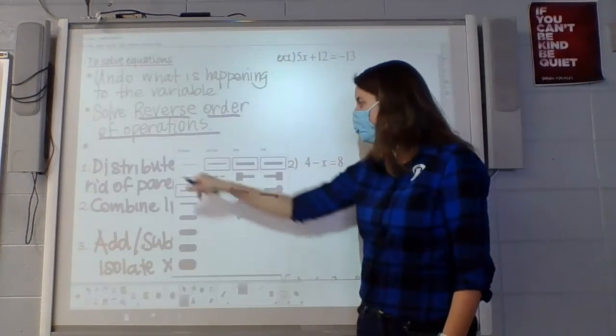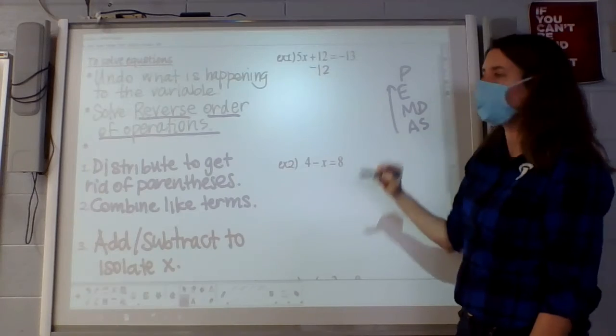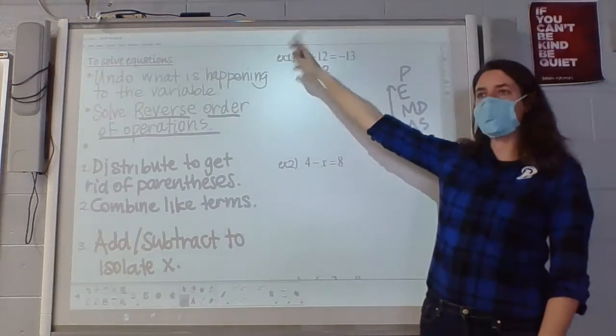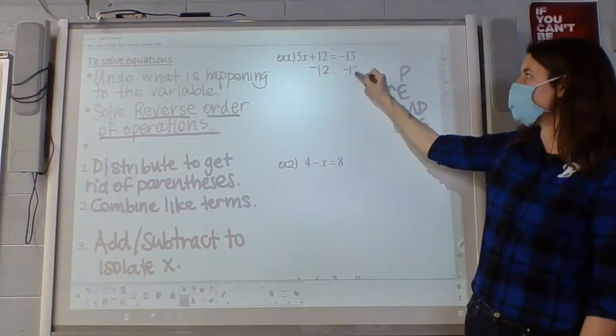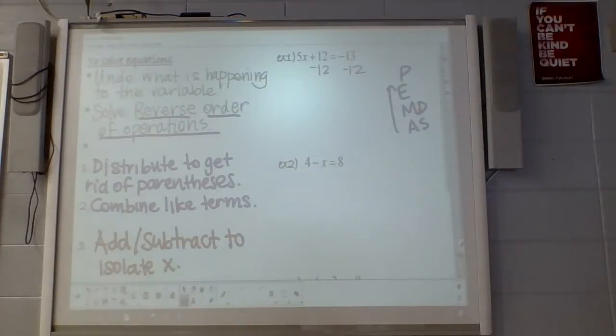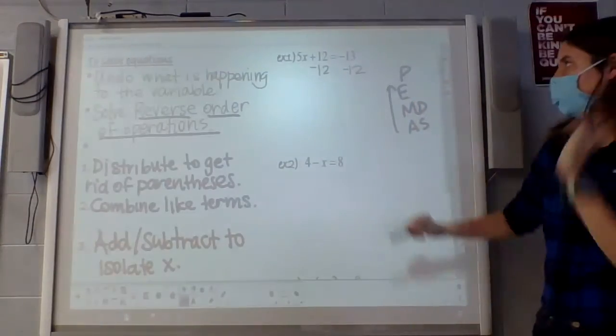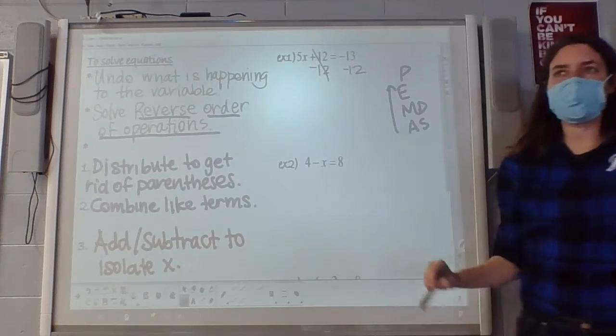So I want to get the x alone. Since it says plus 12, I'm going to subtract 12. If I do that from this side of the equal sign, I have to do it from the other. It's a balance. Whatever I do to the one side, I have to do to the other side. So please write this step down. You're going to write minus 12 minus 12. So we're taking away 12 because this says plus 12. We're going to do minus 12. And 12 minus 12 gets to cancel.